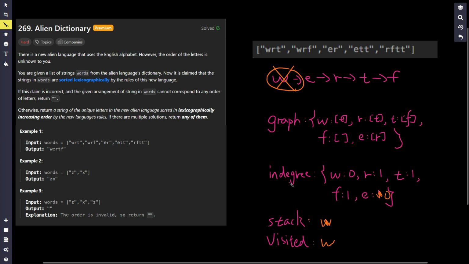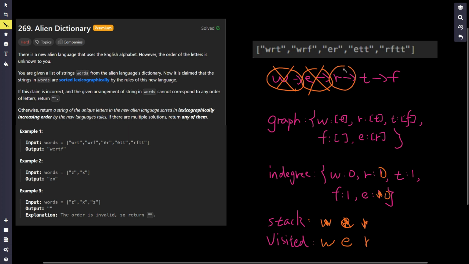We now have another in degree that is 0, which is node E. We add it to the stack. We get rid of E. When looking at the graph variable, we know that the node E is pointing to R. So we decrement the in degree of R to 0, and then we add R into the stack. We pop E from the stack and add it to the visited. Now we pop R from the stack and add it to the visited.